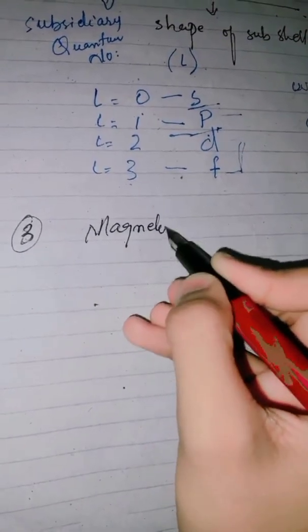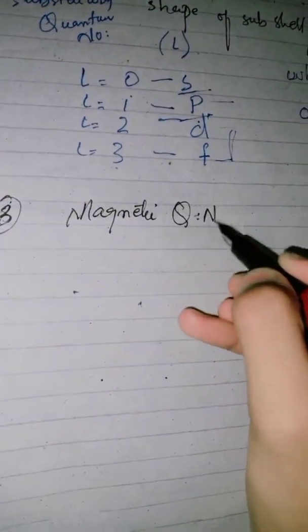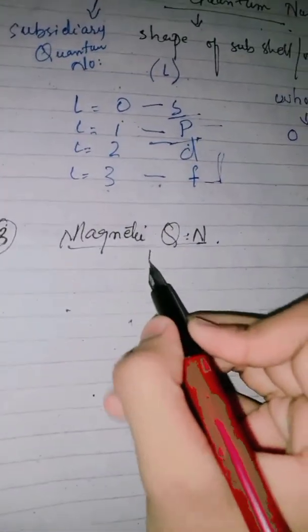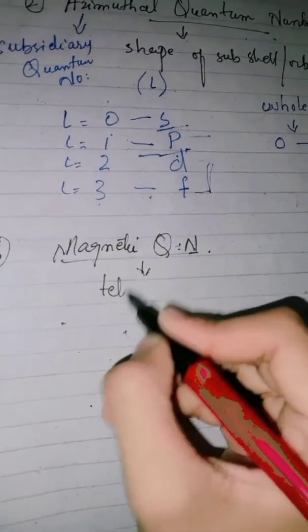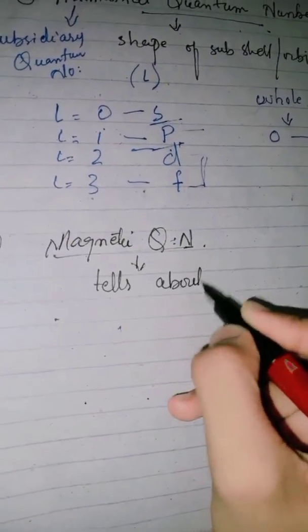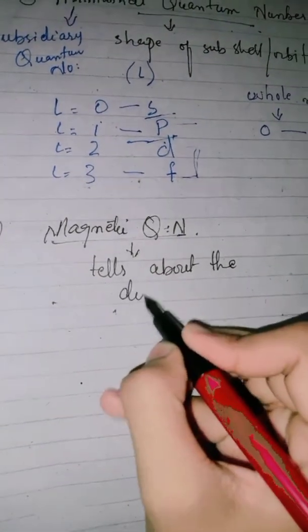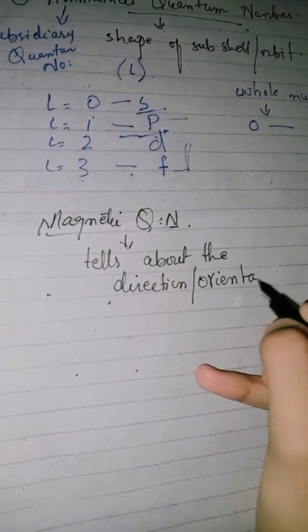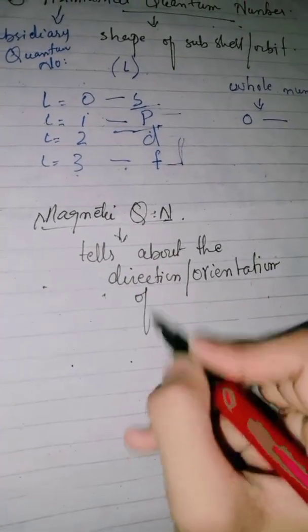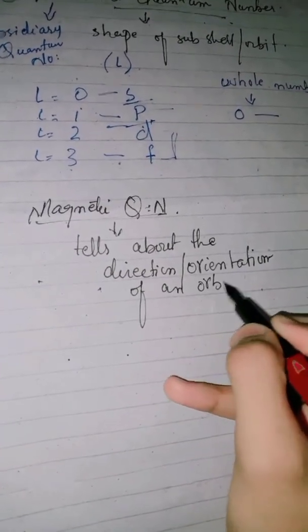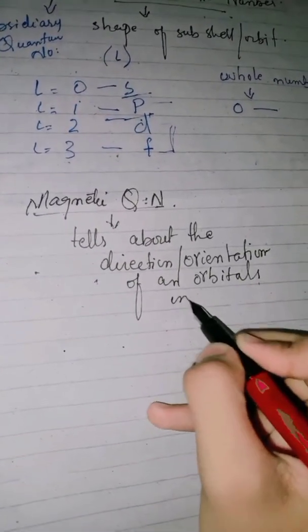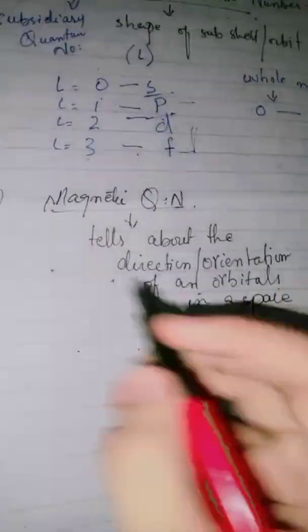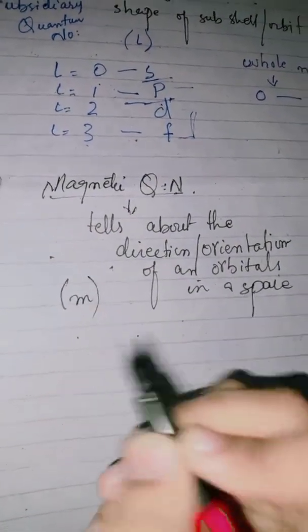Magnetic quantum number. What is the magnetic quantum number? The magnetic quantum number basically tells about the direction, or you can say gives the orientation, of an orbital in space. That is called the magnetic quantum number, and it is represented by m.